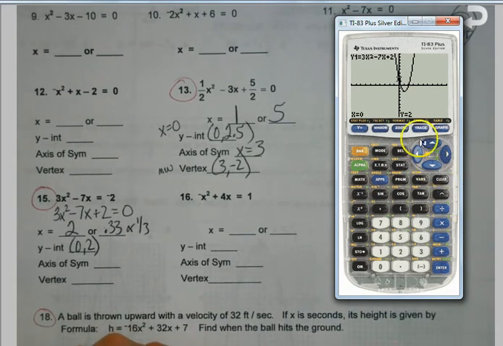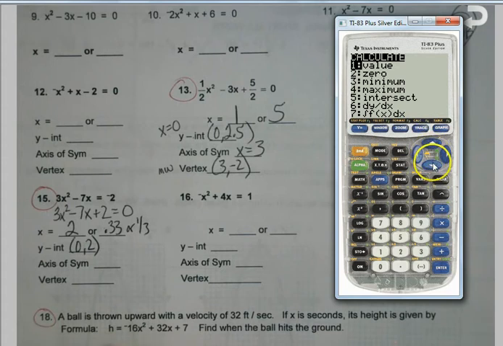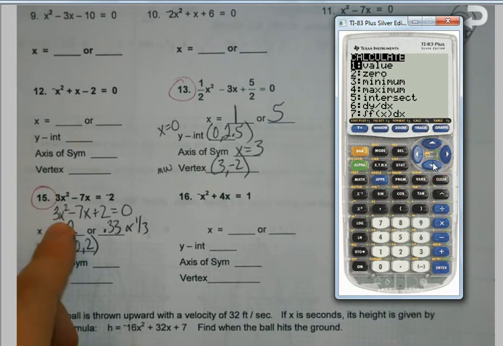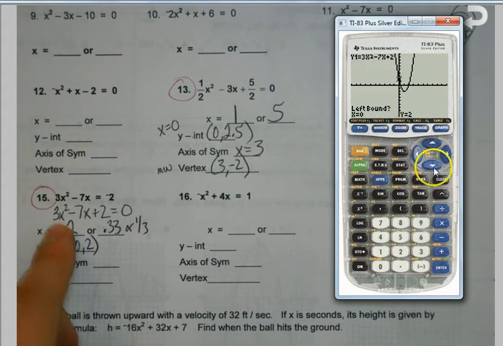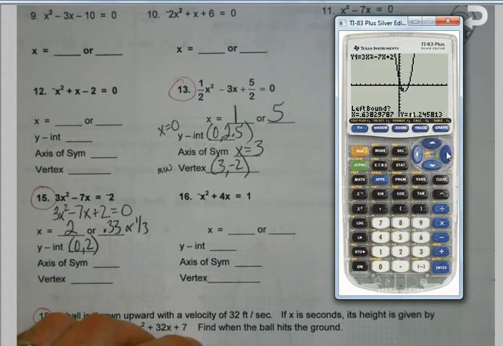My vertex, I'm not even going to try to get lucky with the chart this time. I'm going to be proper here. And again, since it's opening up, and I know that because my a value is positive, it'd be a minimum. So again, get near my vertex, go a few to the left, get back to my vertex, a few clicks to the right, come back towards the bottom here. Ooh, that's a nice little mess.